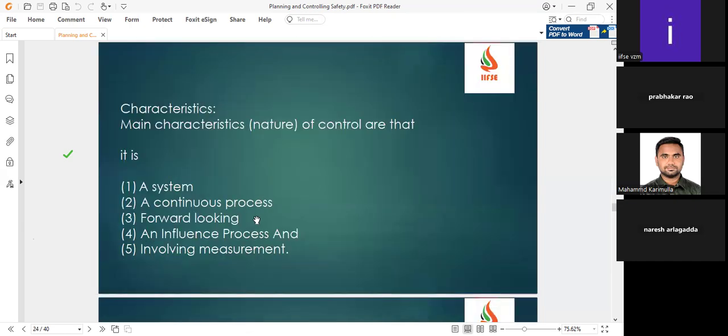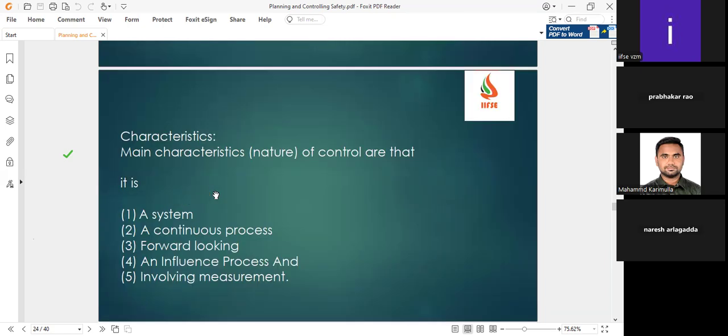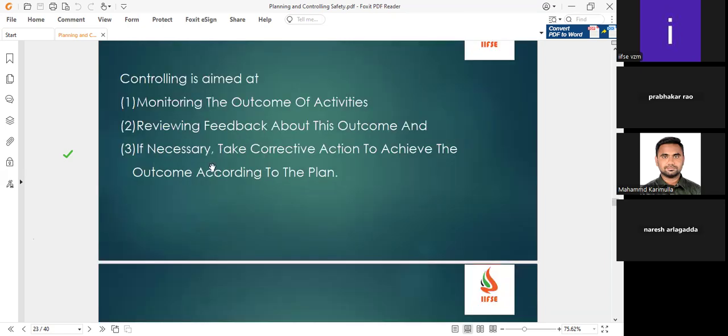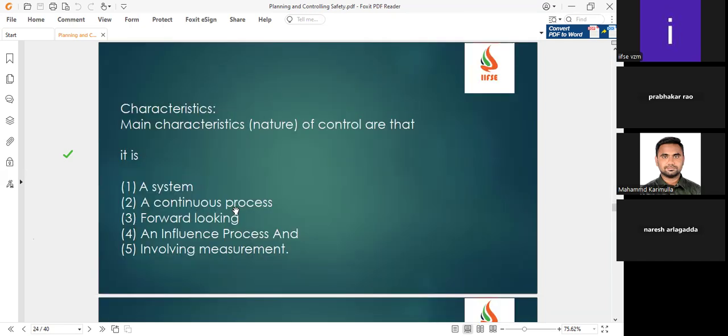The main characteristic is that the system is important, because your SOP says something and you are doing something else. System is important, and also the controlling methods. For example, the computer systems that are maintained, we have to see. Continuous process or batch process, we have to ask the management whether the processing and controlling is continuous or batch. Forward looking means once you take all the four steps of controlling, aimed at monitoring, reviewing, taking corrective action, you have to take it forward.